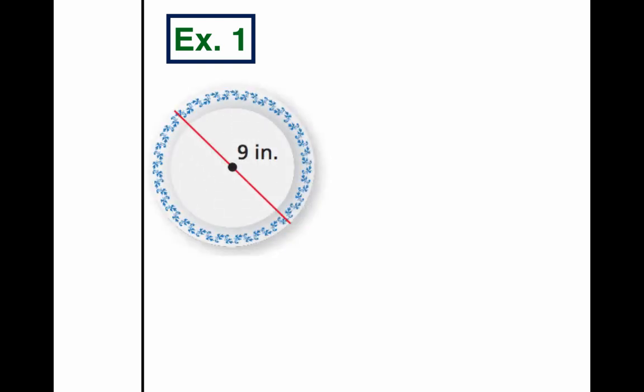For our first problem, we're going to find the circumference of a plate. So here's our beautiful dish. It's 9 inches across the dish. You can draw it in your notes. And the question is, what's the circumference of the plate?